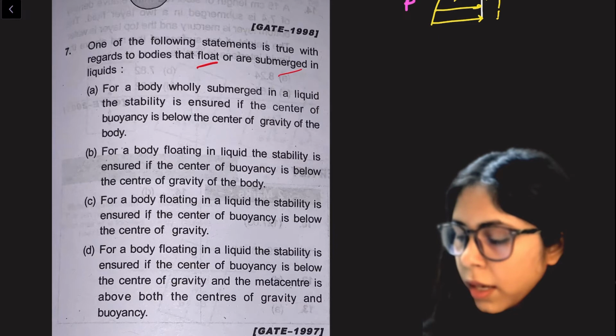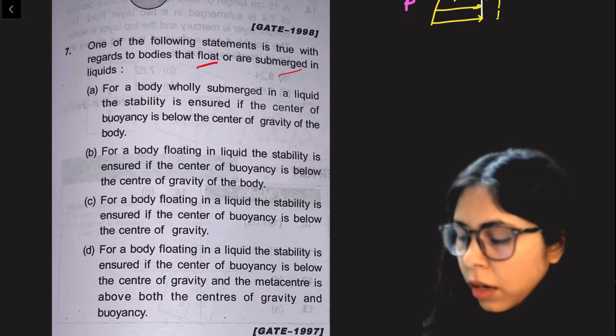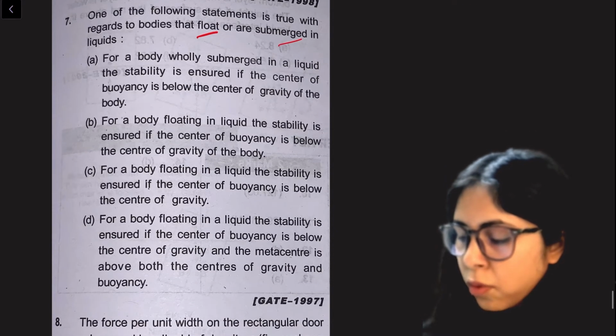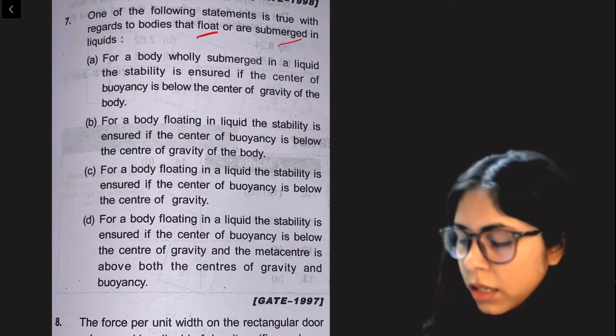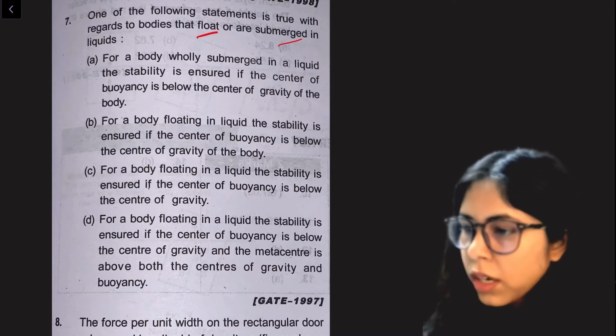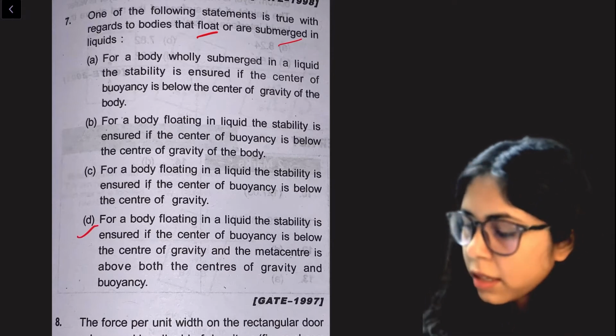For the body floating in a liquid, the stability is ensured if the center of buoyancy is below the center of gravity of the body, and the metacenter is above both the center of gravity and buoyancy. So clearly I can say option D is correct. Why?